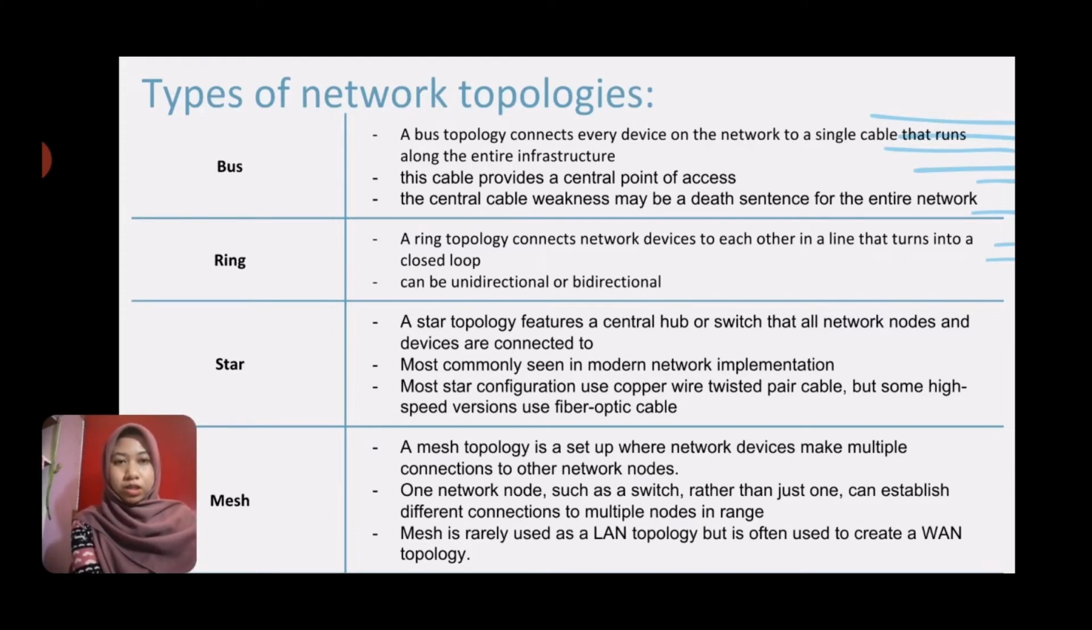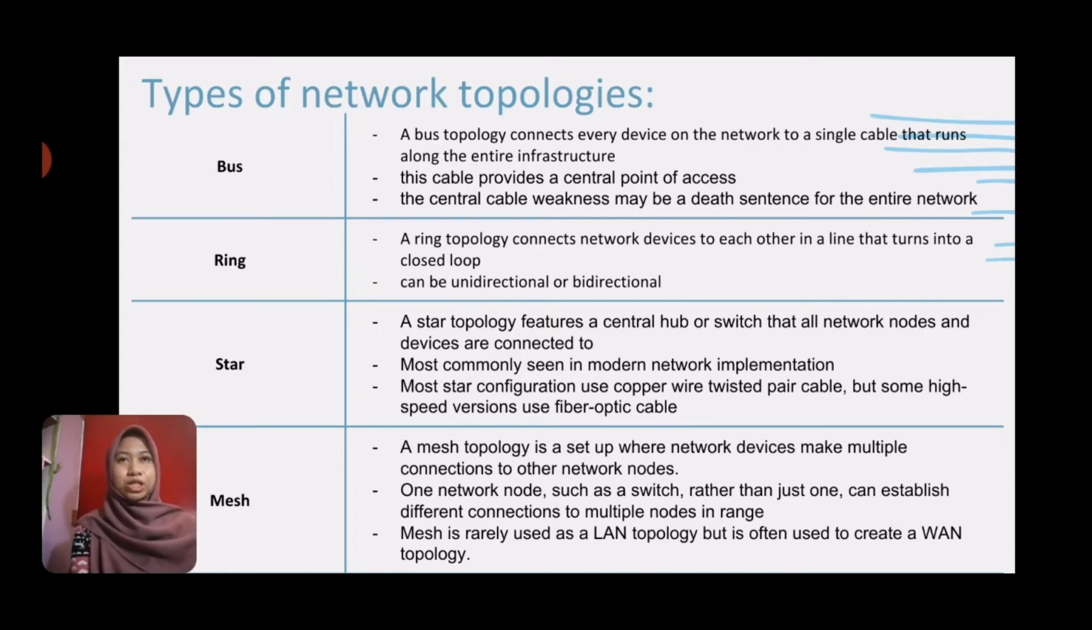Then ring topology. A ring topology connects network devices to each other in a line that turns into a closed loop. It can be unidirectional or bidirectional. Then is star topology. A star topology features a central hub or switch that all network nodes and devices are connected to. So most commonly seen in modern network implementation. Most star configuration use copper wire twisted pair cable, but some high-speed version use fiber optic cable.